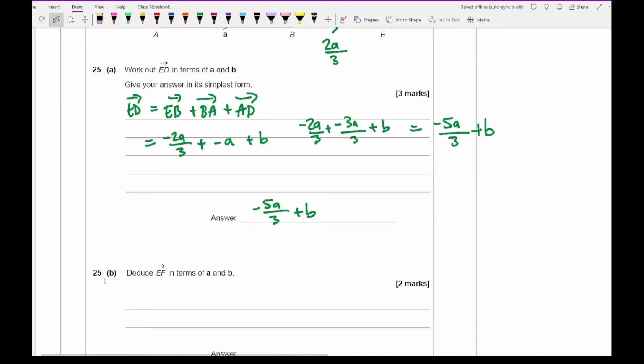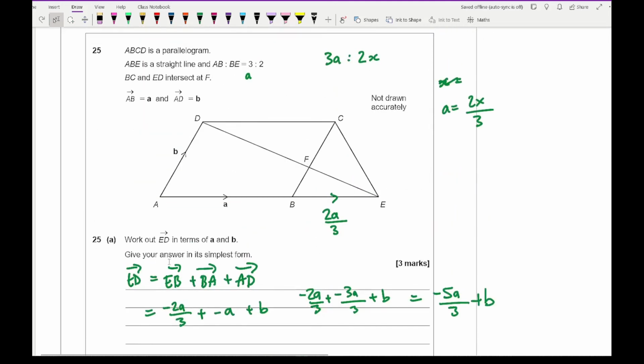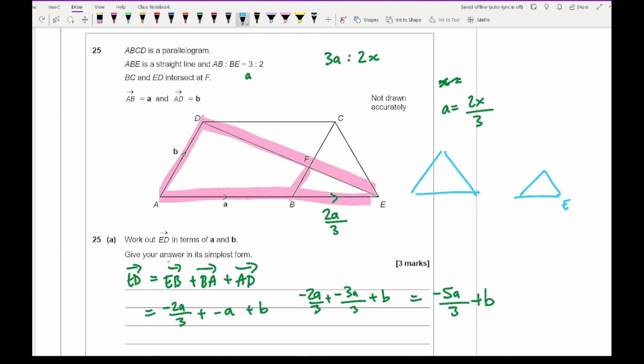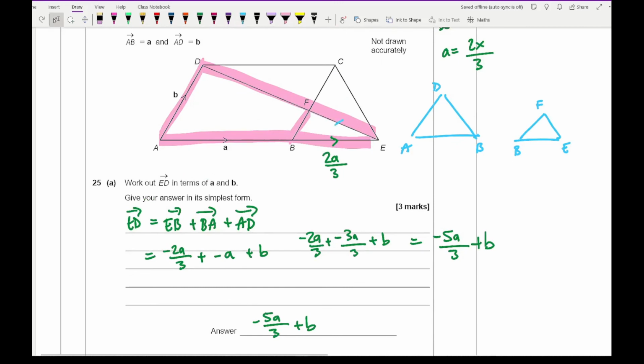Now for question 25b, it says deduce EF in terms of a and b. Now this is where people don't see it, and this question is a little bit difficult if you don't see it. What you need to be able to spot is that this is a similar triangle, like so. So here I've got 2 similar triangles. Here I've got EB and BA, and I've just labeled what those are there, and that's F. Because I want to work out what EF is, I need to know what FB is.